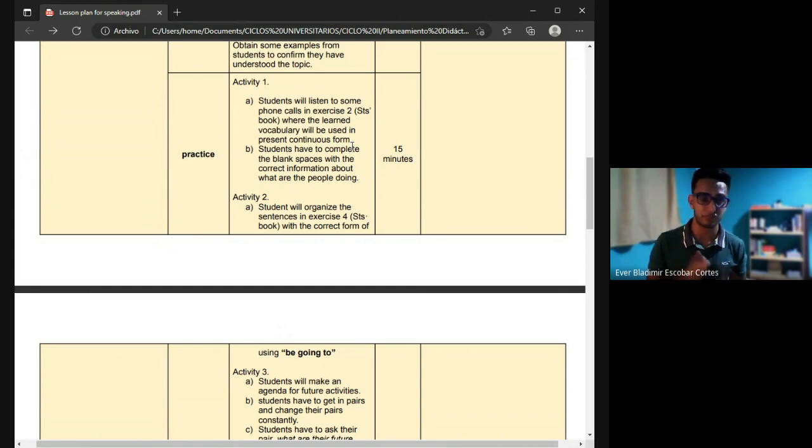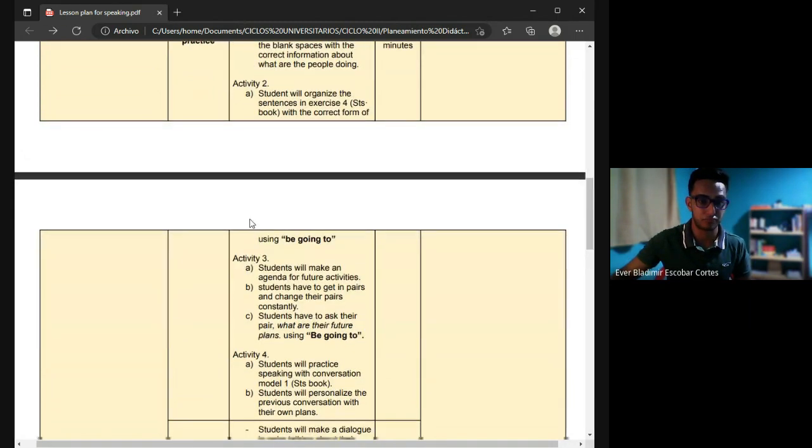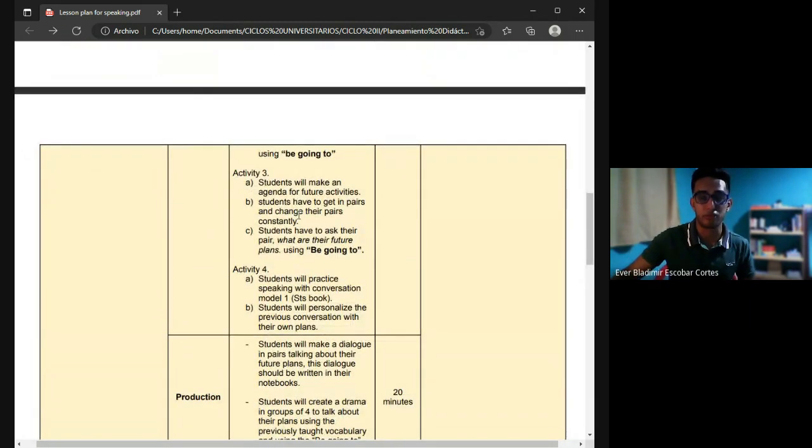And then the activity number two is going to be about organizing ideas. I mean, there are some sentences that are not organized, so they need to organize the sentences. For example, there are mistakes and things like that, so they need to organize the sentence. And the activity number three is about making an agenda about their plans.